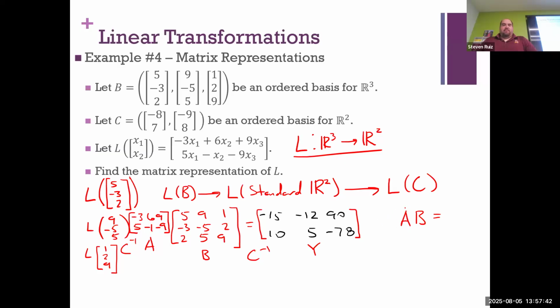I think at this middle step, we're at A times B equals Y, right? So we're trying to find the matrix representation of L, which basically encompasses this whole flow chart. How did we end up getting there?